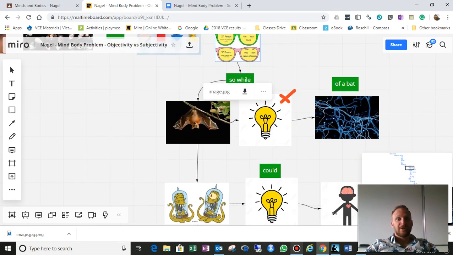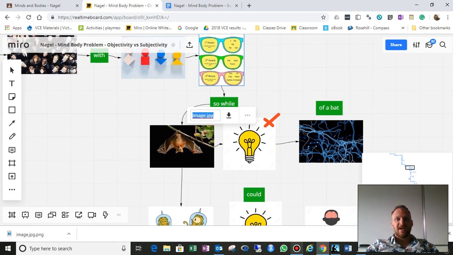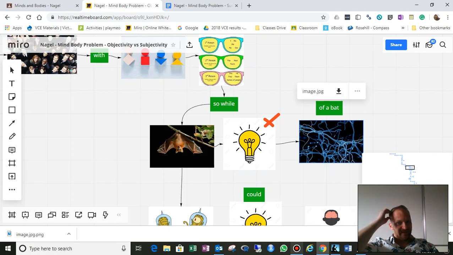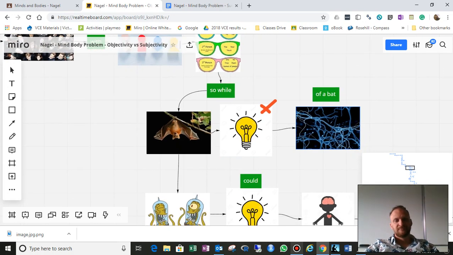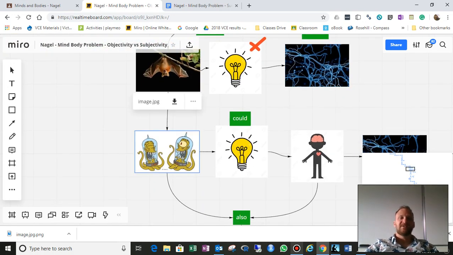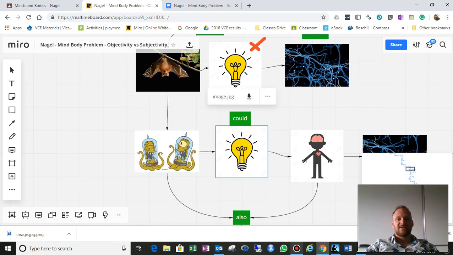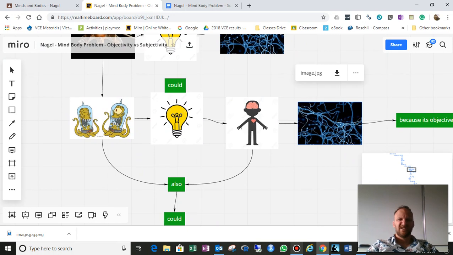Take a note. So while we don't think we can get a bat to understand the neurophysiological processes of the bat, we could imagine a very intelligent alien being able to understand the neurophysiological or the objective scientific account of how brain processes occur. And we could then also argue that perhaps subjective experience might be a result of it. But we still can't account for subjective experience, okay? Take a note.